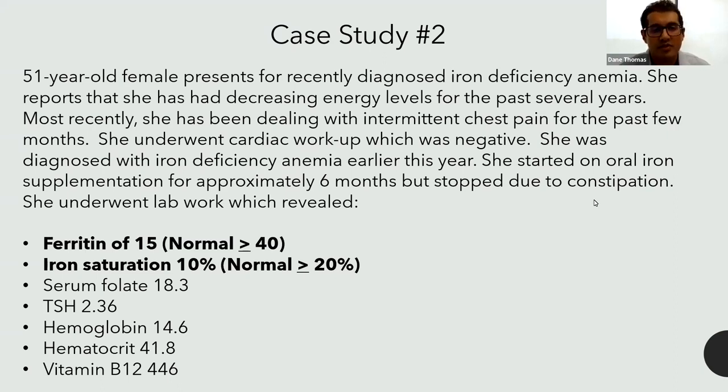She was diagnosed with iron deficiency anemia earlier this year. She started on oral iron supplementation for approximately 6 months, but stopped due to constipation. She underwent lab work, which revealed the following. She had ferritin of 15, which is low, and iron saturation of 10%, which is low, and the rest of her values were normal as listed here.